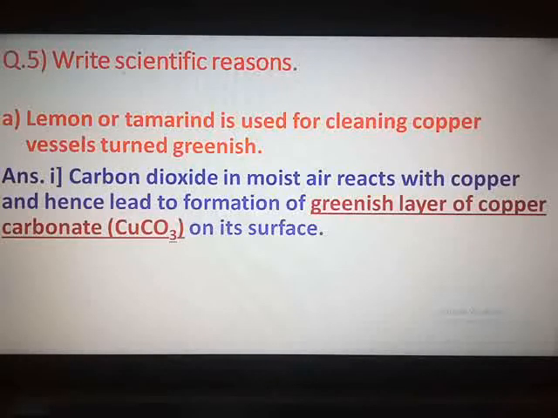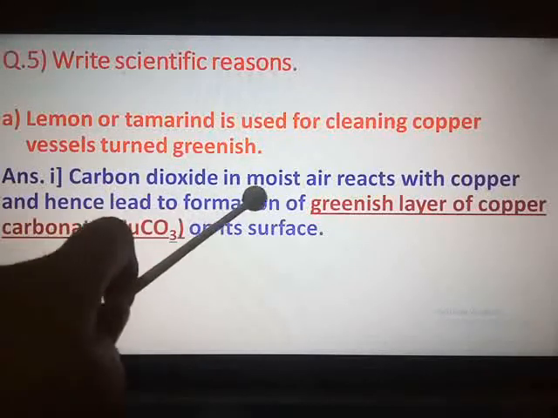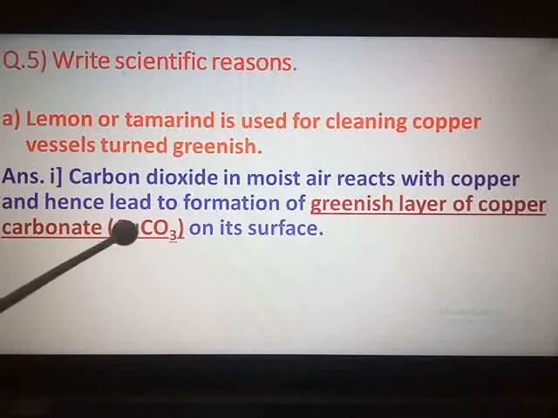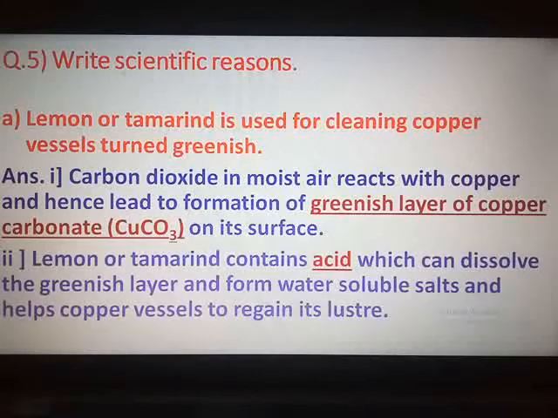Page number 106. You can see the 4 points under the heading corrosion of metals. In those 4 points, point number 2, I have given you the linkage of the answer and the points I have formed. So you can link the topic from page number 106 and form your own point. Carbon dioxide in moist air reacts with copper and hence leads to the formation of a greenish layer of copper carbonate, CuCO3, on its surface. Point number 2 you have to add on your own.